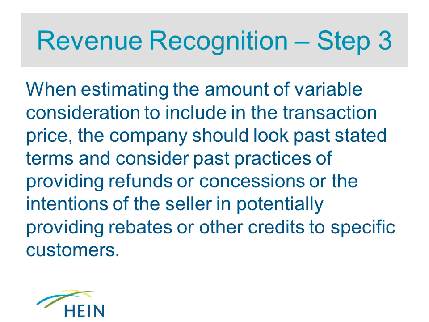So when estimating the amount of variable consideration to include in the transaction price, another important concept is to look past these stated terms and consider the practices of providing refunds or concessions, or the intentions of the seller in potentially providing rebates or other credits to the specific customers. So what this is saying is just because you have a contract that states that there's none of these items, no variability, for instance, that may not necessarily mean that there is no variability in the pricing. So you do have to look at past practice and make that determination.